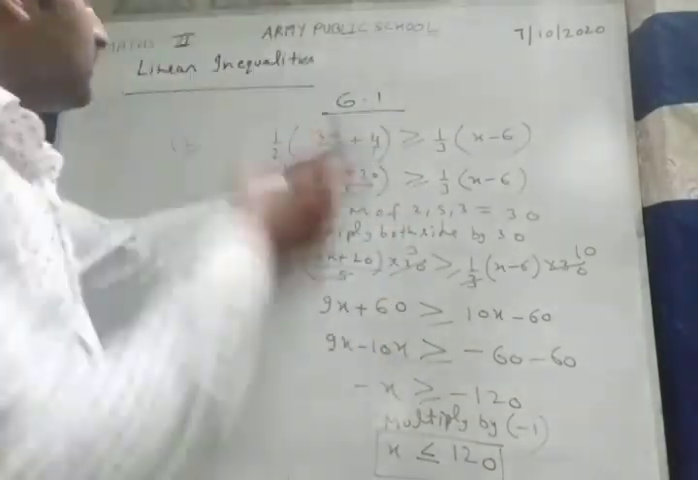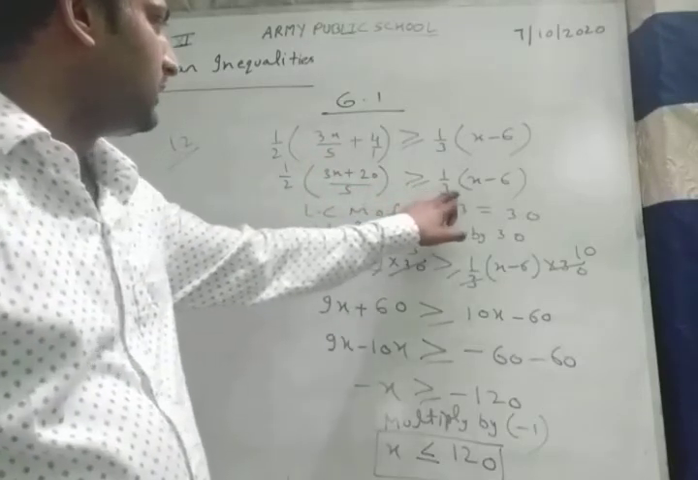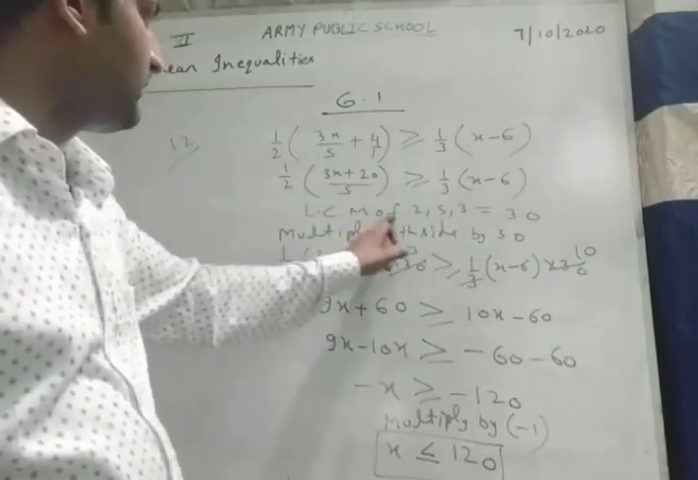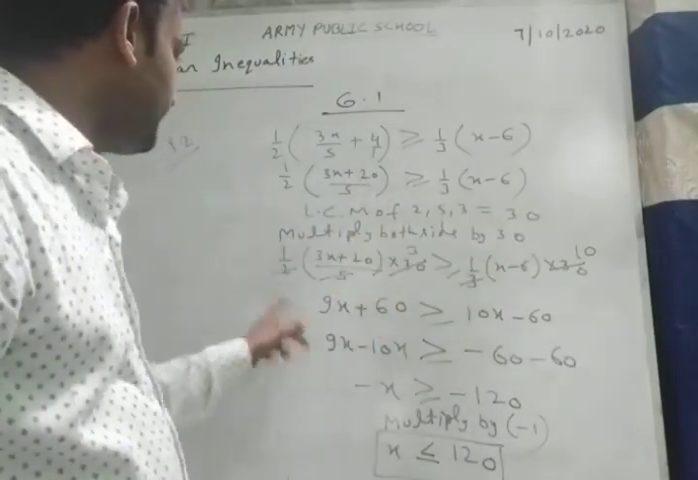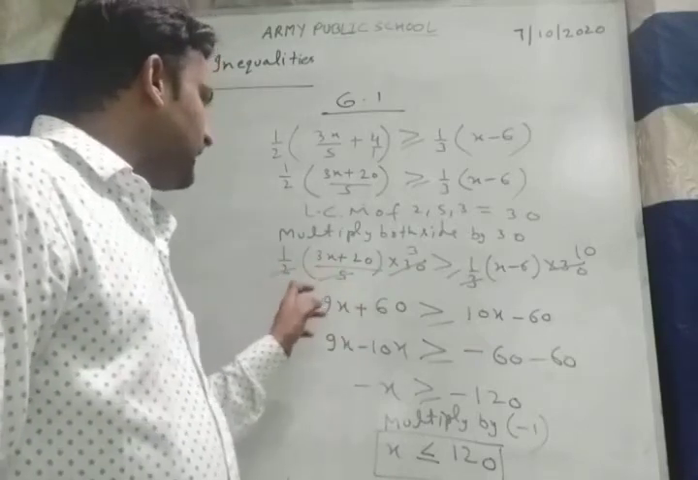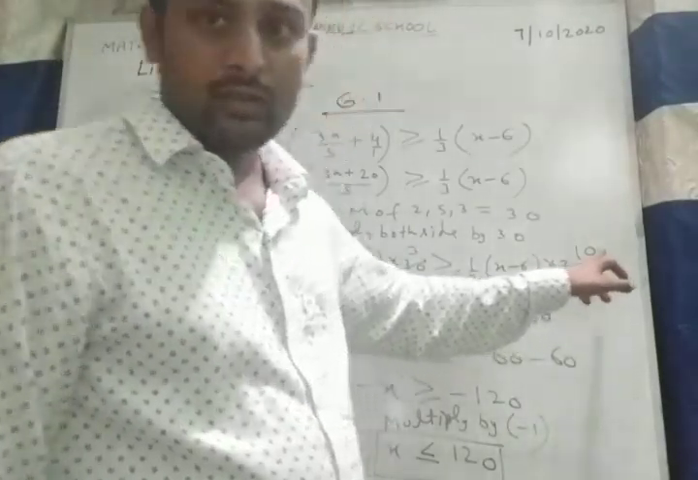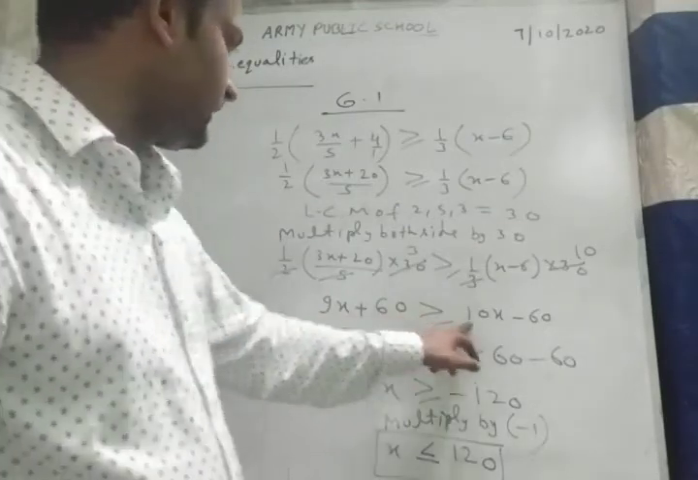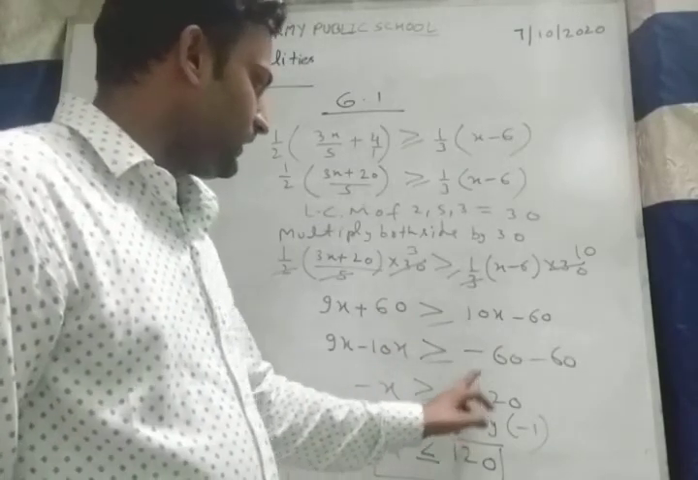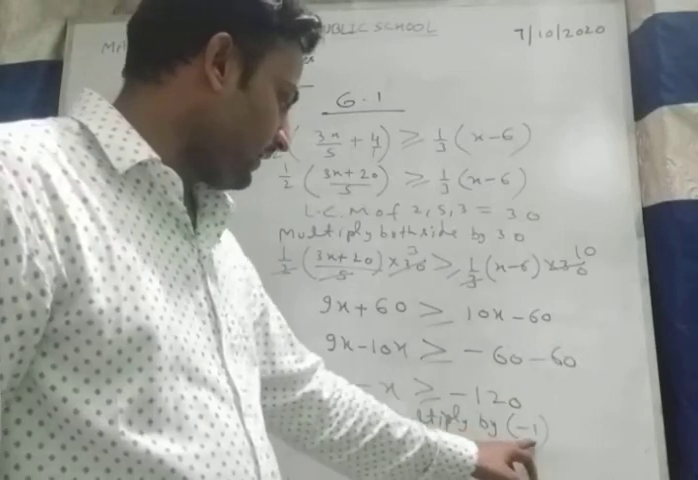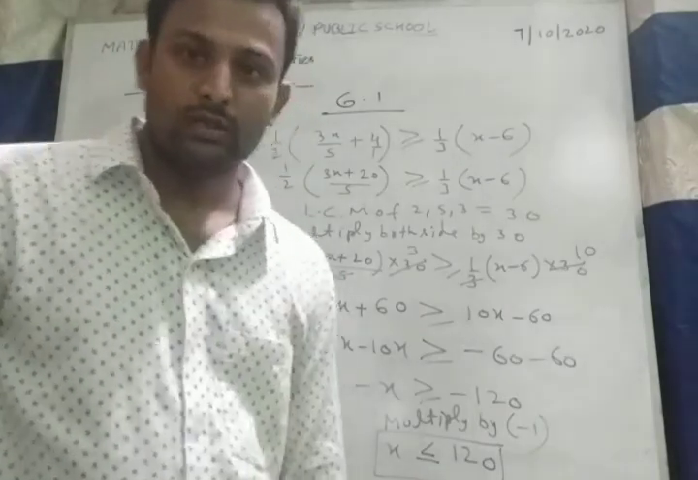Now see, first we have taken the LCM of 3 and 5, so it will be 3x plus 20. After this, we have taken the LCM of 3, 5 and 2. LCM of 2, 5 and 3 is 30. Okay. Now multiplied by 30 to both sides. Here 2 5s are 10 and 30 will be reduced by 10 in 3 times. Again 30 will reduce in 10 times. So we get 9x plus 60 is greater than or equal to 10x minus 60. Now transpose the variable, so it will be minus x and here will be minus 120. After multiplying by minus 1, the inequality will be changed. x is less than or equal to 120, so the solution is minus infinity to 120. Thank you.